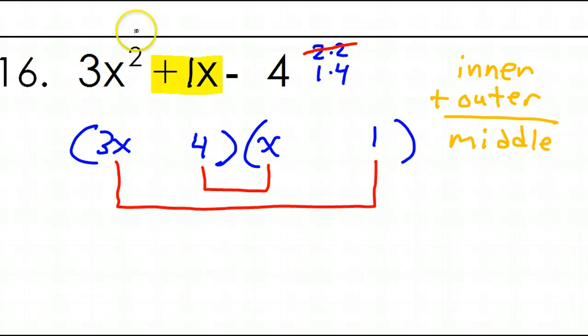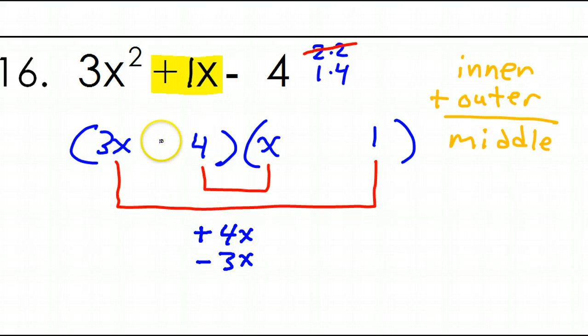Alright, so now inner I have 4x. Outer I have 3x. Okay, again, the inner plus the outer must equal the middle. So 4x plus 3x, I have to make that equal 1x. So I need to change the signs. What do the signs need to be to make positive 1? I need a positive 4x and a negative 3x if I'm going to get a positive 1 out of it.